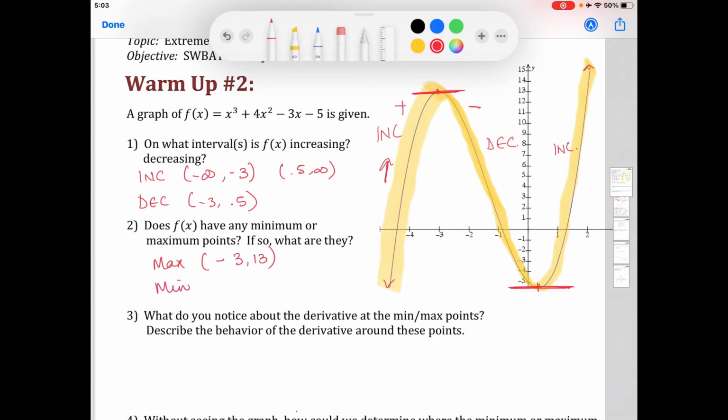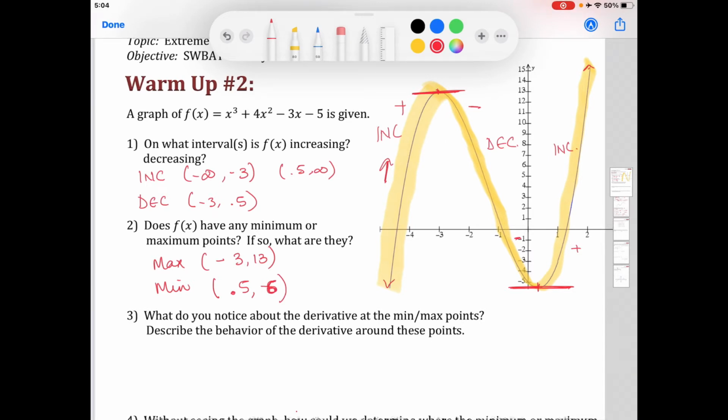And you have a min at, it's going from what? Negative to positive, your slope. So it is at 0.5, negative 5. It's more like negative 6 actually.